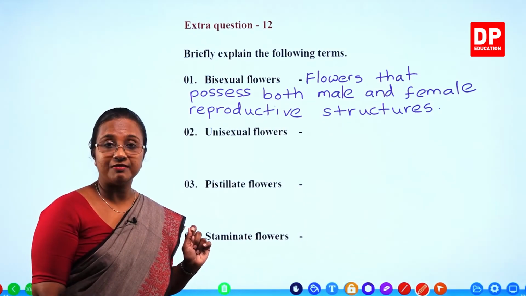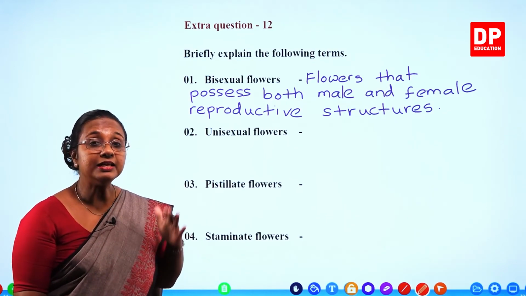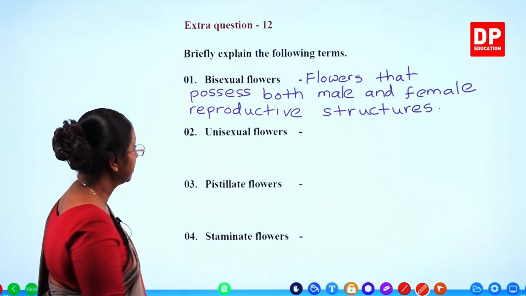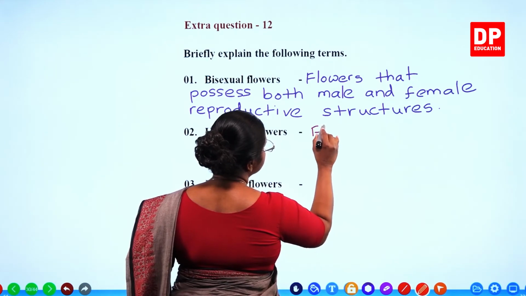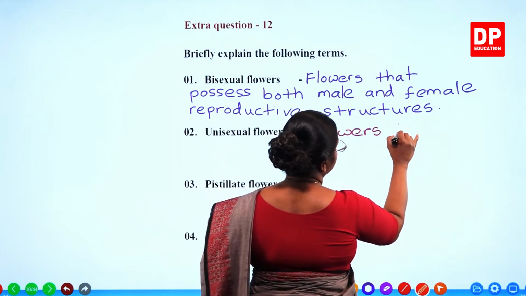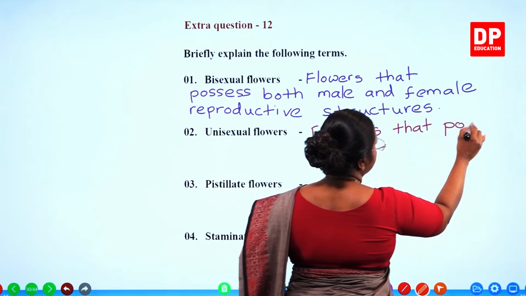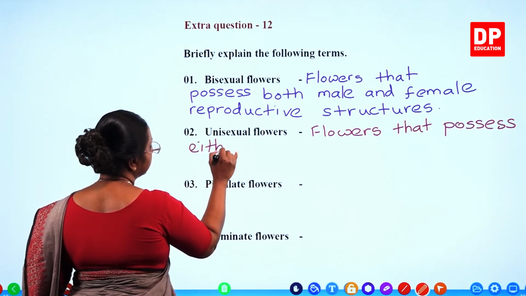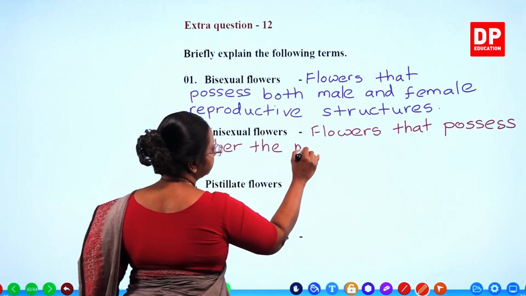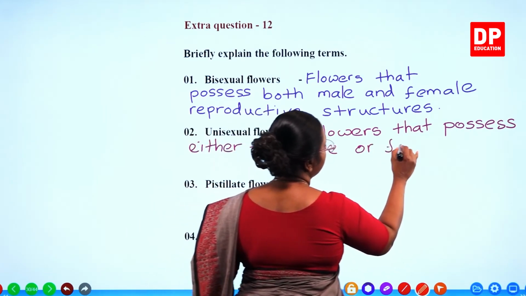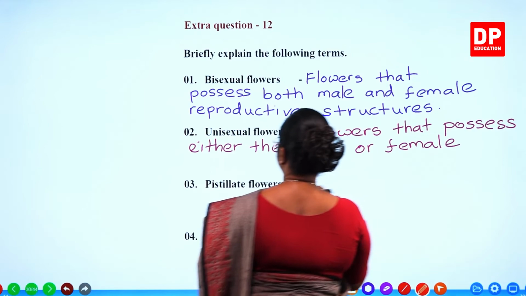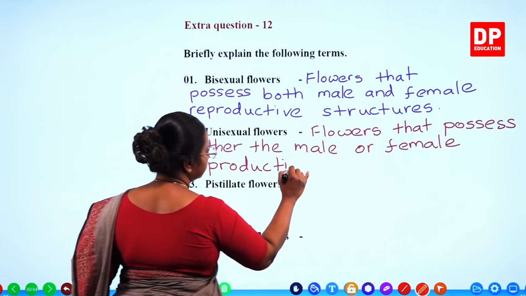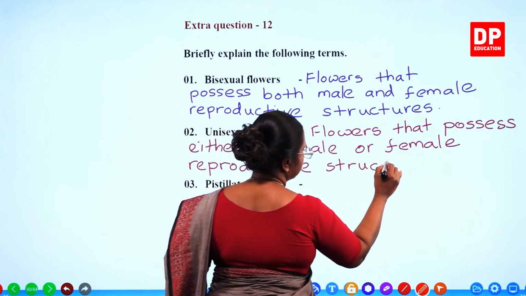Then what are unisexual flowers? Flowers that possess either the male or the female reproductive structure is known as unisexual flowers. So here we can say flowers that possess either the male or female reproductive structure.